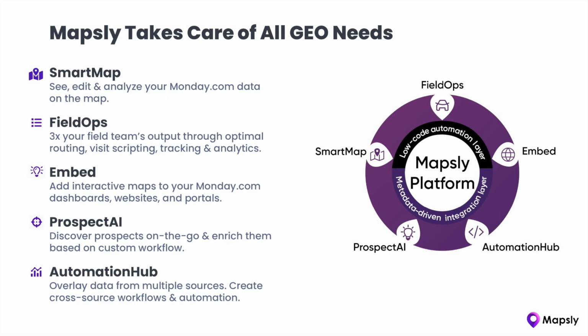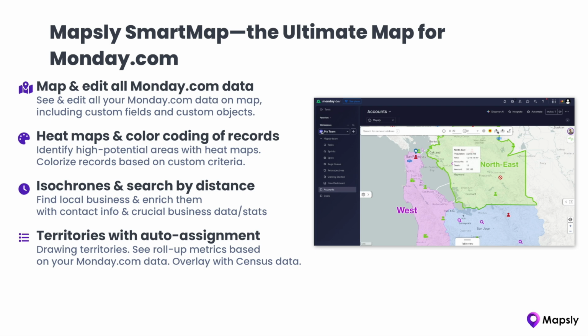Mapsly is a map and field sales enablement platform for Monday.com that addresses all client needs related to geography. Smart Map shows all Monday data on the map, including custom tables and fields without any custom development or integration, and allows you to analyze data using a wide range of tools.